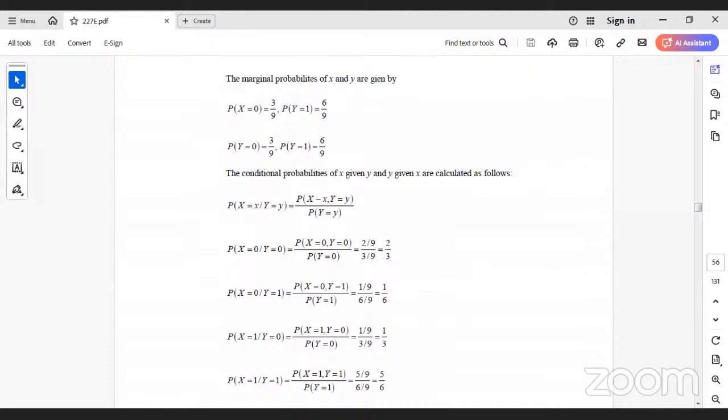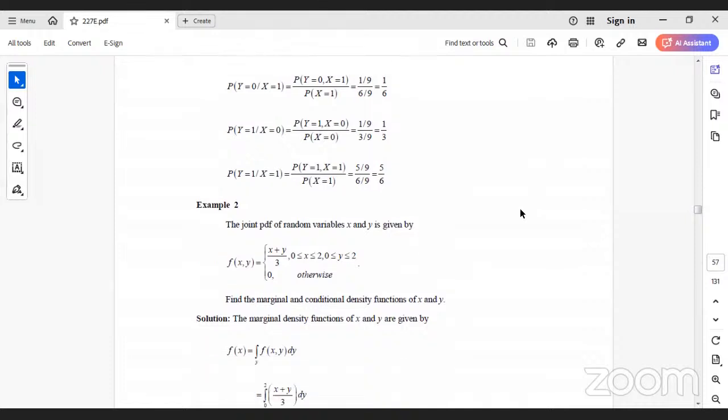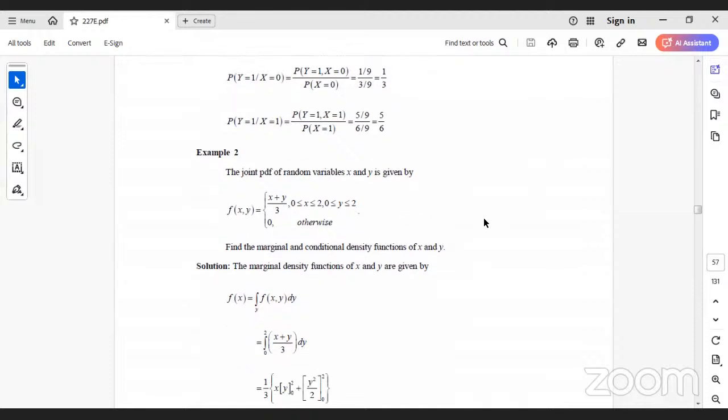See here, the joint probability density of random variables x and y is given as f of x, y equals x plus y by 3, for 0 less than or equal to x less than or equal to 2, and 0 less than or equal to y less than or equal to 2. Find the marginal and conditional density functions of x and y.